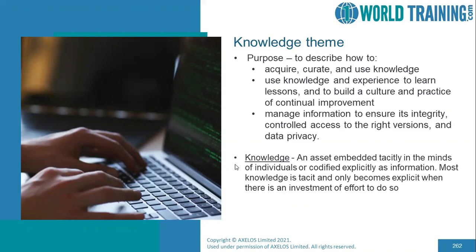The definition of knowledge: it's an asset which is embedded tacitly in the minds of individuals or codified explicitly as information. Most knowledge is tacit and only becomes explicit when there is an investment of effort to do so. Meaning, a lot of knowledge is in the form of documents, which are codified items or artifacts, such as procedures, templates, and so on. But there is other knowledge which is in the minds of people, such as expertise and experience. Generally, such knowledge is not easy to document, though it can be with some effort.